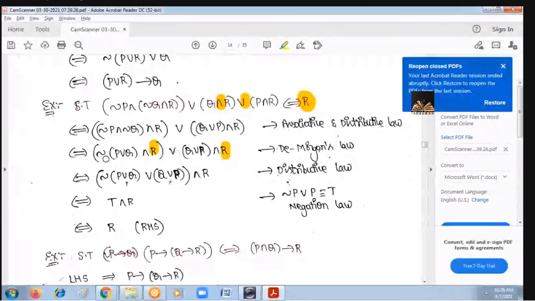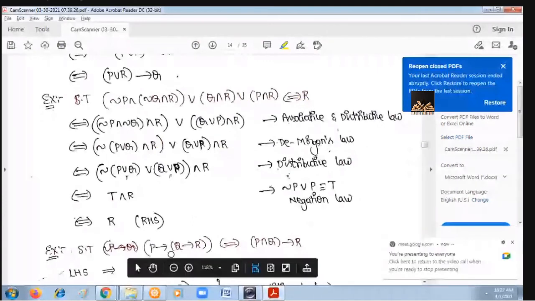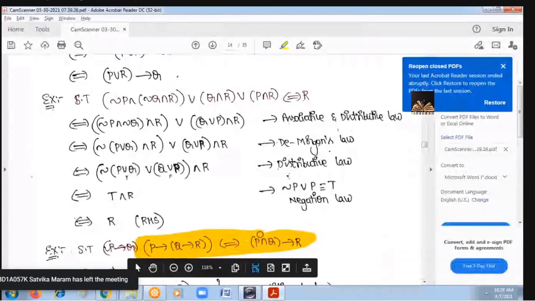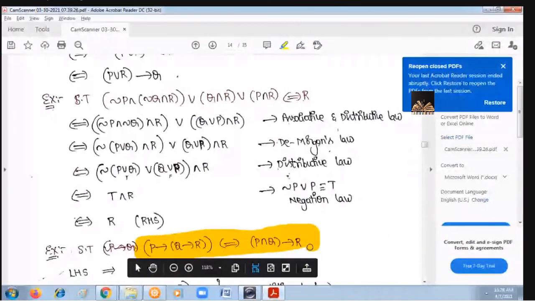Therefore, you can say that the given two compound propositions are logically equivalent. Now, I'll give you one example, and you need to prove that they are logically equivalent. So take this example, ma. P implies Q implies R. Prove that it is logically equivalent to P and Q implies R. You take and solve this, and whenever I call anyone's name, you have to show me.